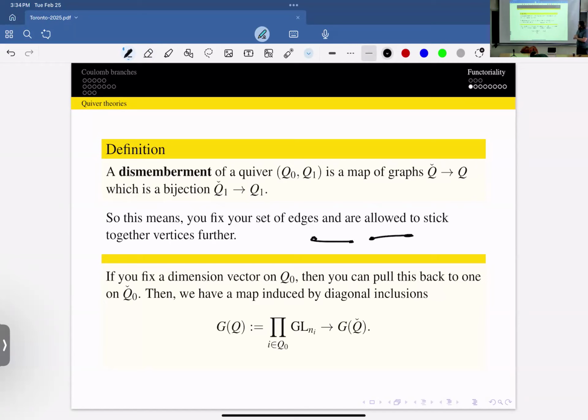And what does this do to the quiver gauge theory? Well, since the edges stay the same, the underlying representation is the same. But I'm making more vertices, so I end up with a bigger group. So I fix a dimension vector on my Q0, I pull that back to this Q0 check, which is my dismembered graph. And if I take the product over all the vertices of the GLNs in this Q check, there's an obvious inclusion of the G for the product over the original graph. And for the guys lying over a given vertex in the original graph, this is the diagonal map.